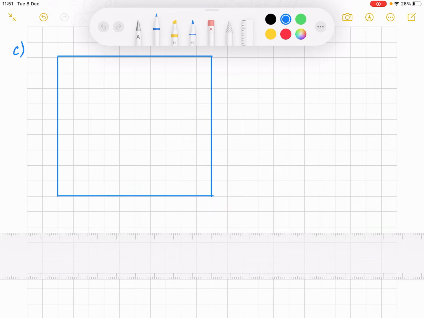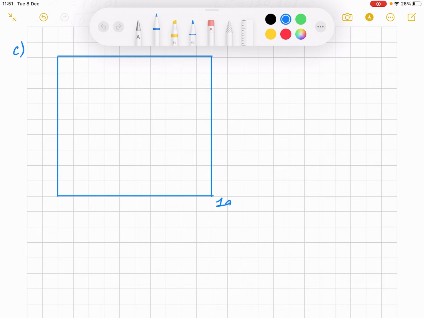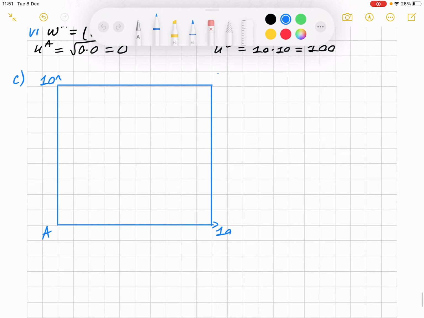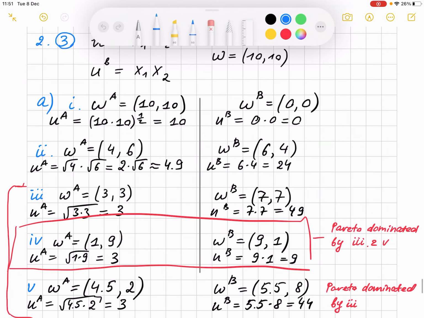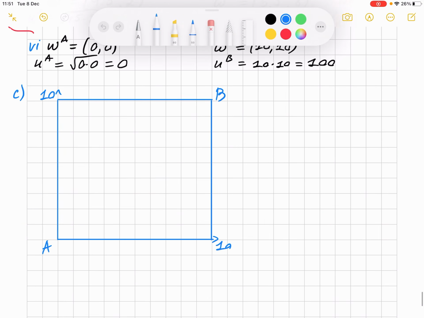Okay, so we have a square where we have 10 and 10, and then we have agent A and agent B, and different allocations. The first allocation is 10, 10 and 0, so maybe I will just write the numbers: 10, 10 for agent A and 0, 0 for agent B.